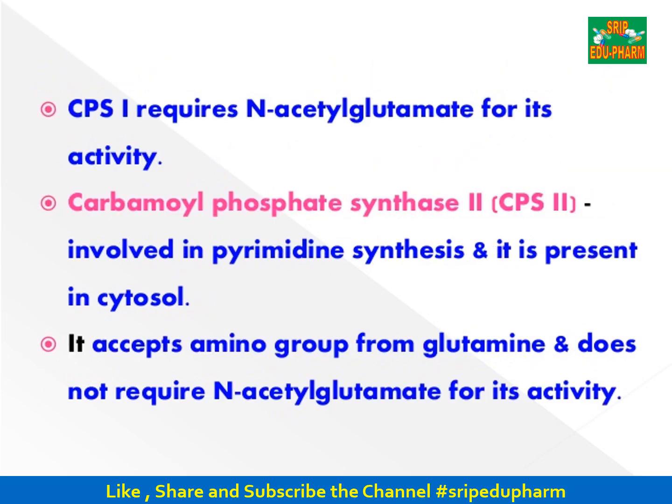CPS first, or carbamoyl phosphate synthase first, is the enzyme that requires N-acetyl glutamate for its activity. This N-acetyl glutamate is a cofactor or coenzyme. Okay, the next is carbamoyl phosphate synthase second, involved in pyrimidine synthesis and present in cytosol. It accepts the amino group from glutamine and does not require N-acetyl glutamate for its activity in the case of carbamoyl phosphate synthase second.